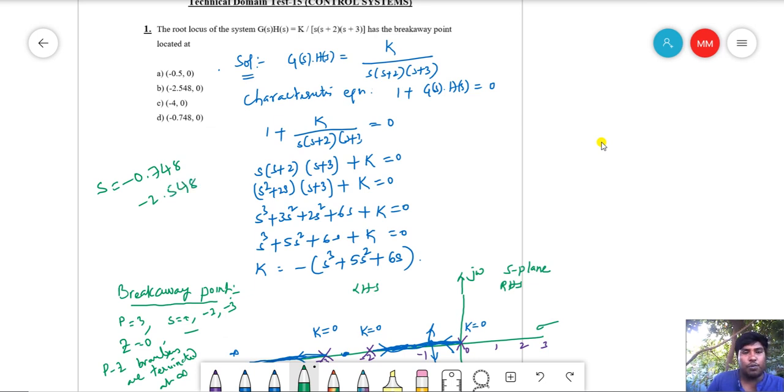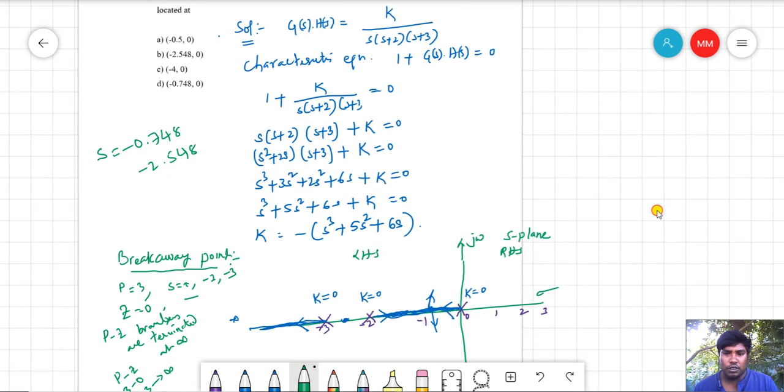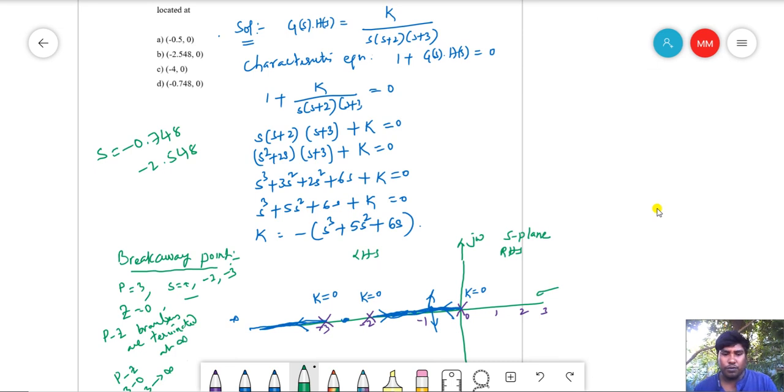Now which is the breakaway point in this case? Already we discussed the concept of breakaway point. The breakaway point lies in the root locus and root locus lies between two open loop poles. Okay, so which means what? See here, from 0 to minus 2, minus 0.748 somewhere here, and minus 2.548 means after this minus 2, there is no root loci. So this value is neglected, or this is not the value of the breakaway point.